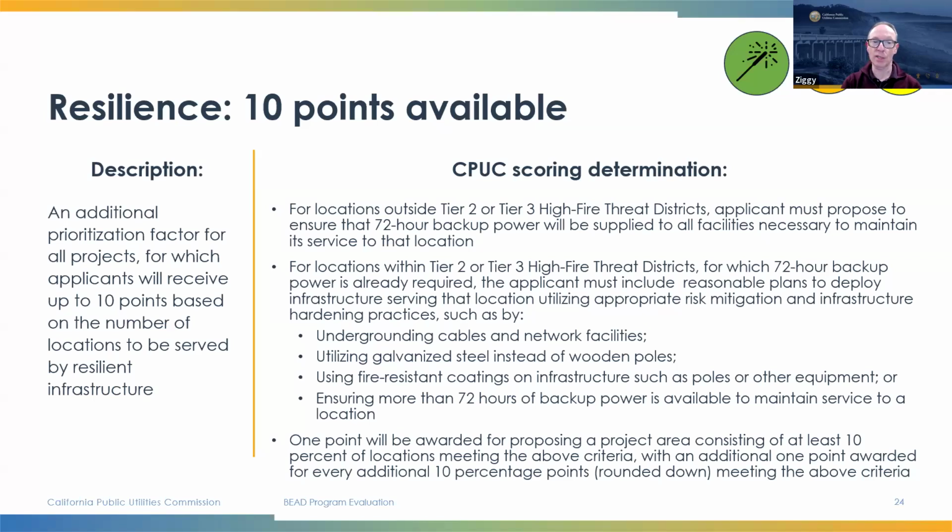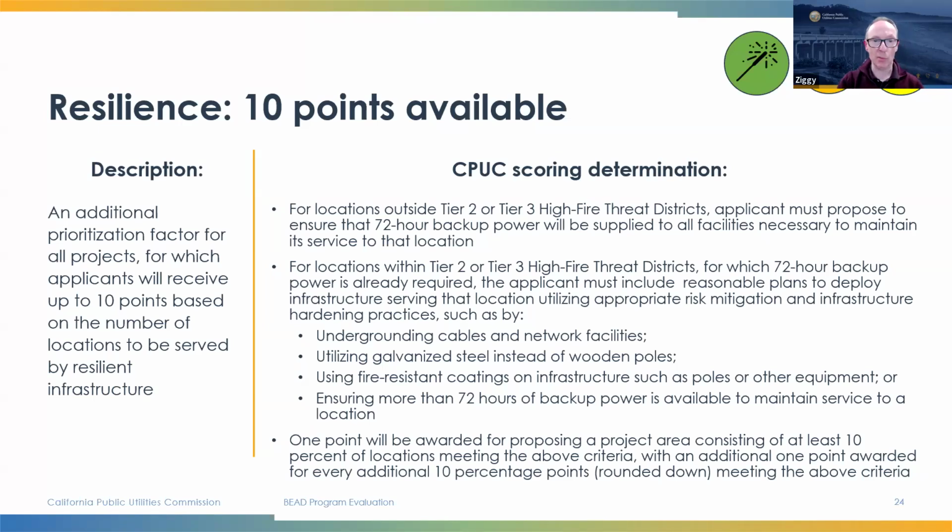For those locations within Tier 2 and Tier 3, the applicant will have to include reasonable plans to deploy that infrastructure, utilizing appropriate risk mitigation and infrastructure hardening practices. These four included here are examples, and you may have others or alternative ways of hardening.